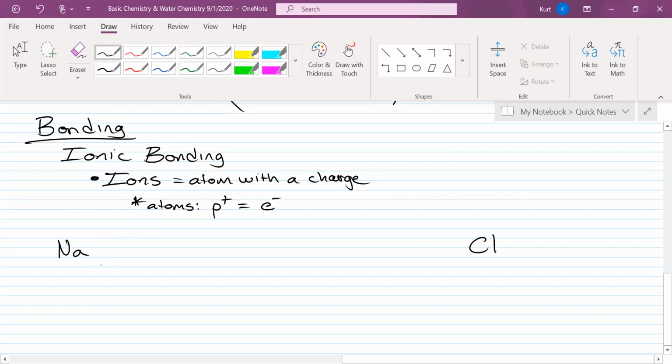If you look on a periodic table, sodium has the atomic number of 11, which means it has 11 protons. And if it has 11 protons, it has 11 electrons. Chlorine has 17 protons and 17 electrons. And I got all that information from the periodic table. That's all, nothing made up.